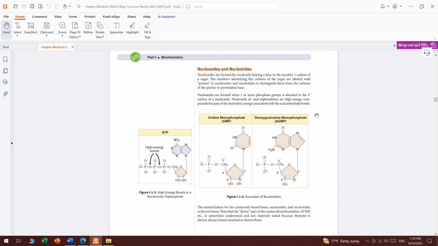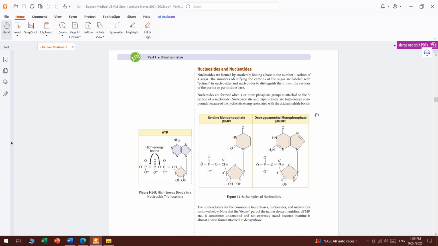Nucleotides are then formed when one or more phosphate groups are attached to the 5' carbon of a nucleoside, forming a phosphoester bond. For instance, if one phosphate group is attached to adenosine, it becomes adenosine monophosphate. If 2 phosphates are attached, it's adenosine diphosphate, and with 3 phosphates, it's adenosine triphosphate.